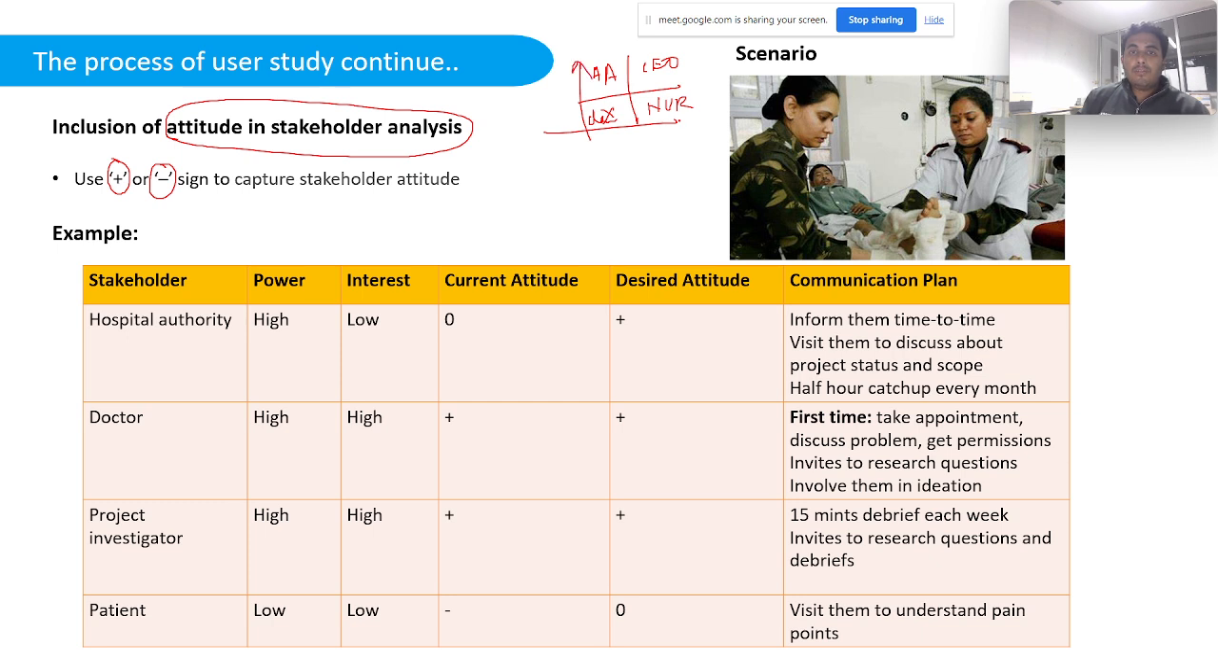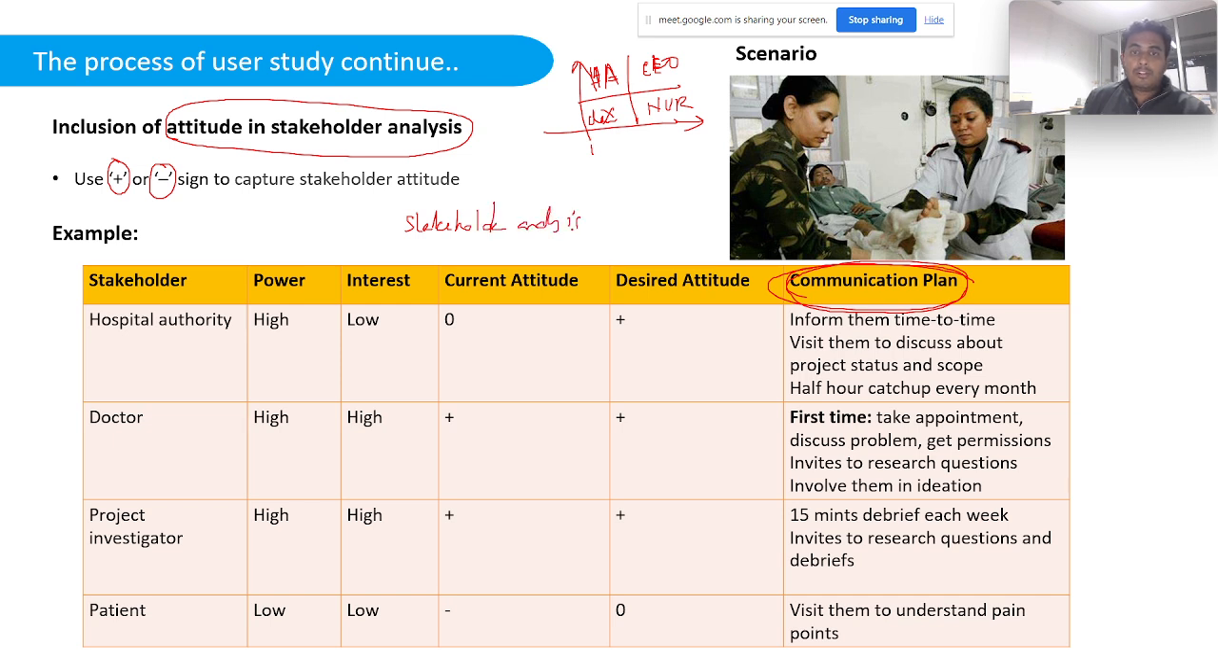Now you set whom to give importance and how much. Based on that you may decide what should be your communication plan in a project. So this set of understanding you should have, and in order to achieve that you do stakeholder analysis.